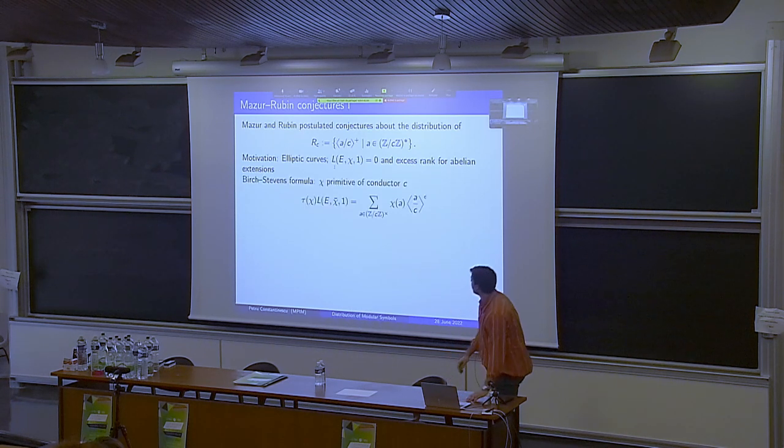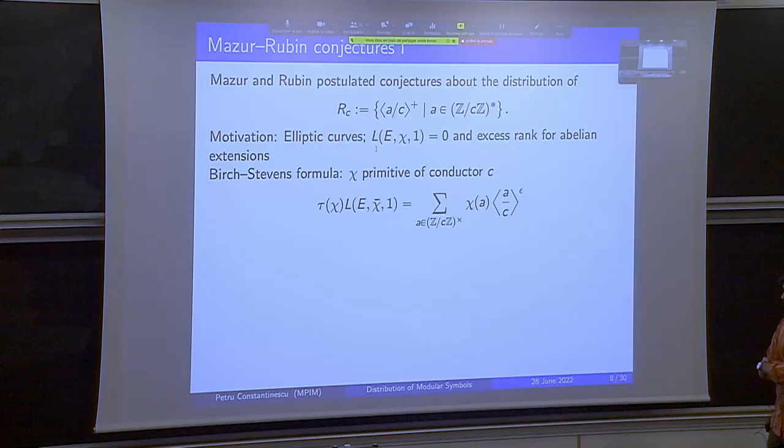And the whole idea is that these central values of Hasse-Weil L-functions that come from elliptic curves are nothing else but linear combinations of modular symbols. Here, chi is the character. And actually, it's a linear combination of modular symbols where I fix the denominator C. So this is the motivation. Maybe if you can understand the distribution of these A over C modular symbols, then maybe you can understand the central value. This is pure speculation, of course. Here, tau of chi is the Gauss sum associated to the character.